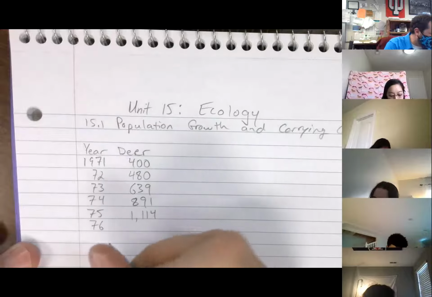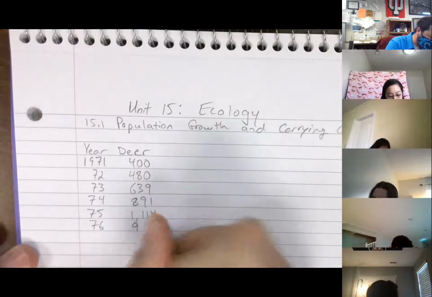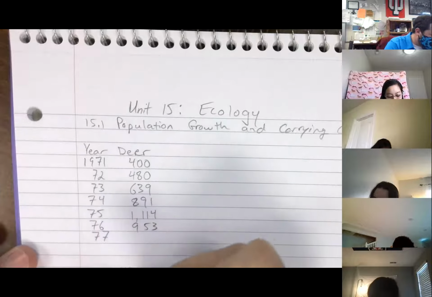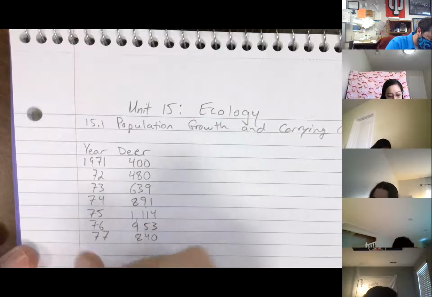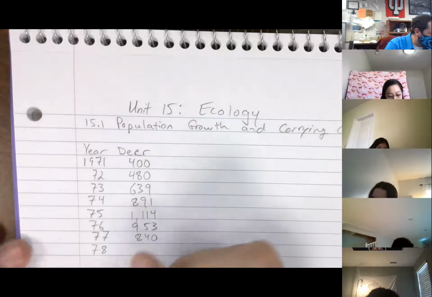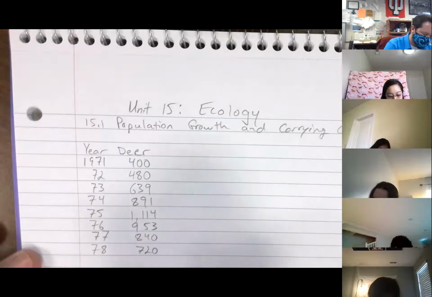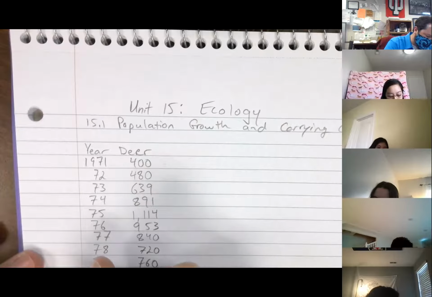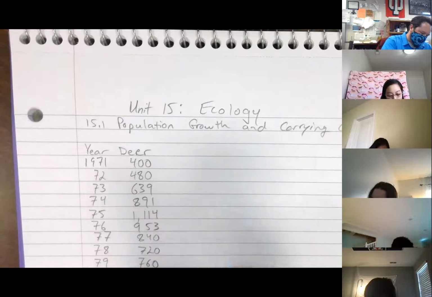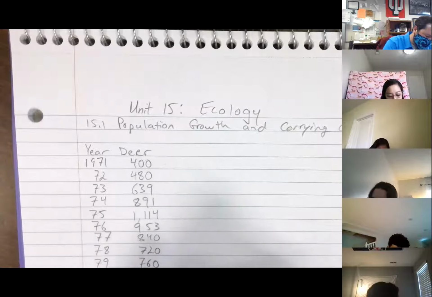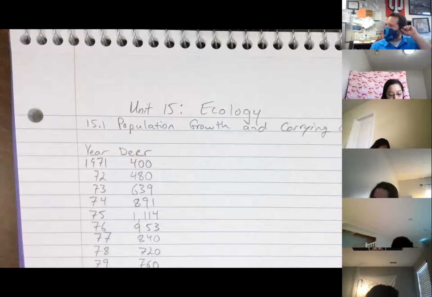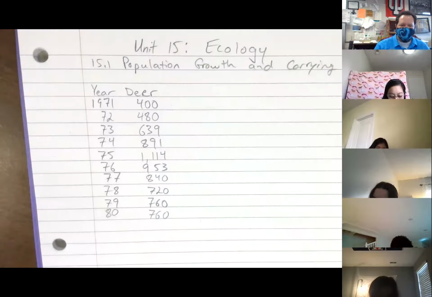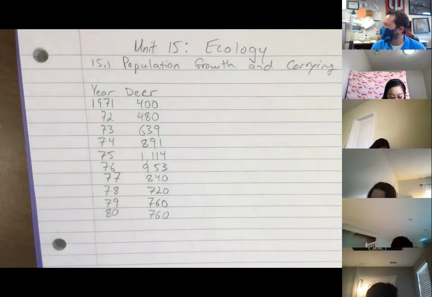And then it started going back down. 1976, 953. 77, 840. 1978, 720. 79. Okay, now it kind of stabilizes. And 80. Both of the last 2 years have the same number of deer on it. Sorry about that. So the bottom part there, 79 and 80, both had the same number of deer on it.